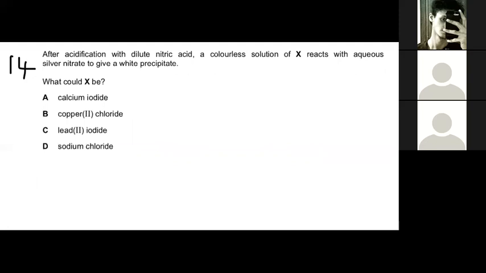Question 14. After acidification with dilute nitric acid, a colorless solution of X reacts with aqueous silver nitrate to give a white precipitate. What could X be? Over here the precipitate has to be white with silver nitrate. So silver chloride is white. Therefore, the anion has to be chloride ion. So A and C are wrong. And because the solution has to be colorless, copper chloride cannot be the right answer because it would give a colored solution, being a transition element, and sodium chloride is the correct option D.